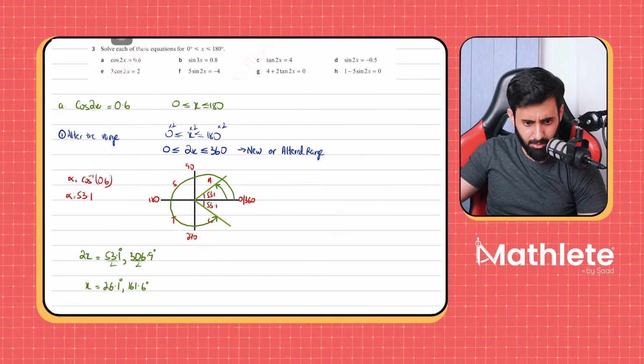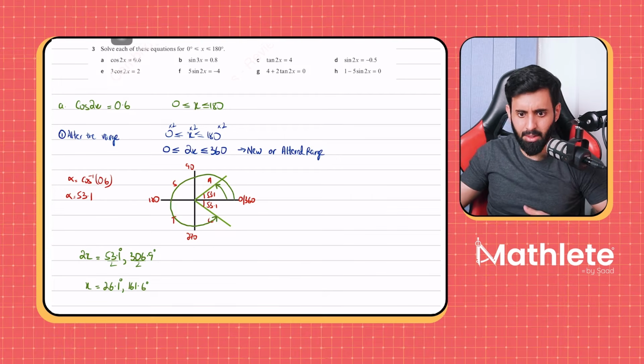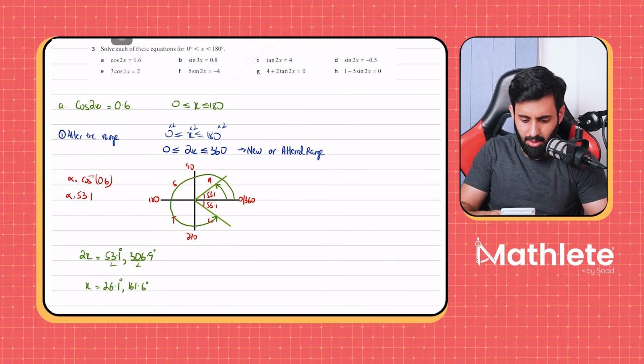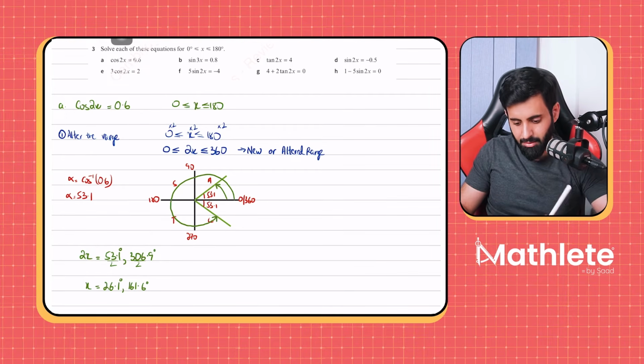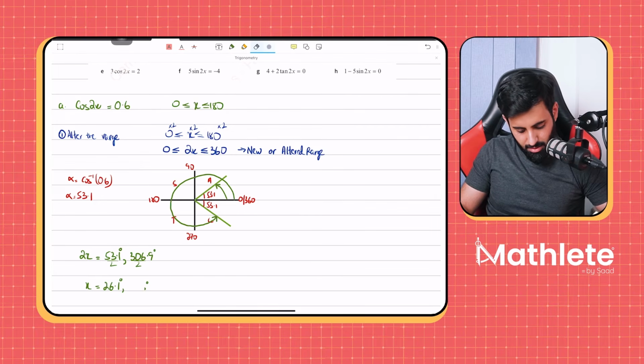Isn't the second one 153.45? I don't know, I just read an answer and wrote it down. 306.9 divided by 2 is 153.5. Yeah. Sorry about that.